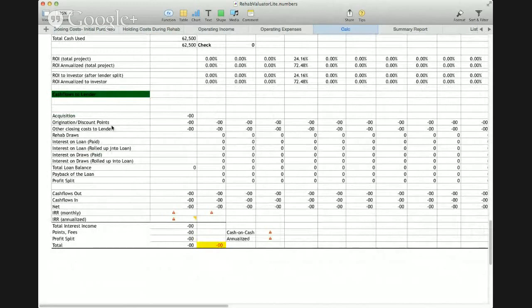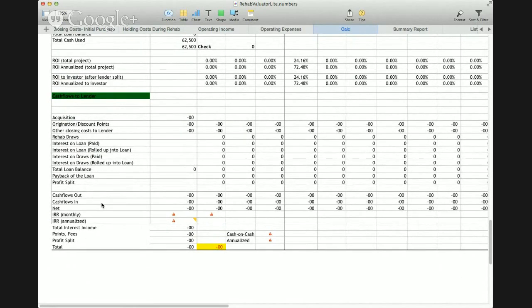Once you put your numbers in here for your particular deal, with your acquisition costs, your rehab draw, your interest on the loan, that's if it's a hard money loan, payback on the loan. In this case, it's a profit split.